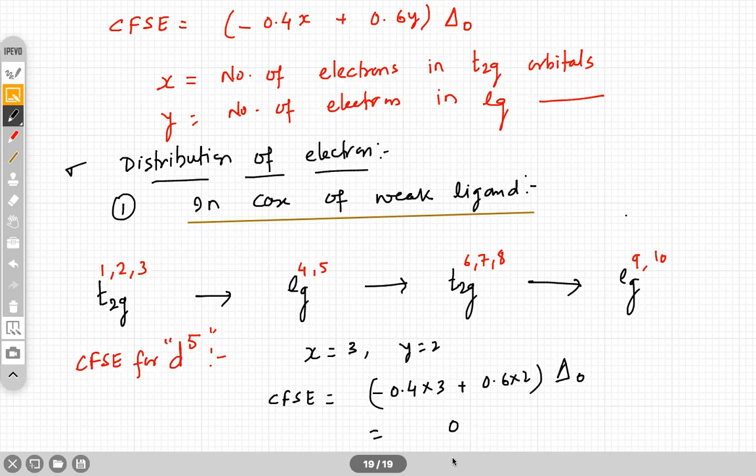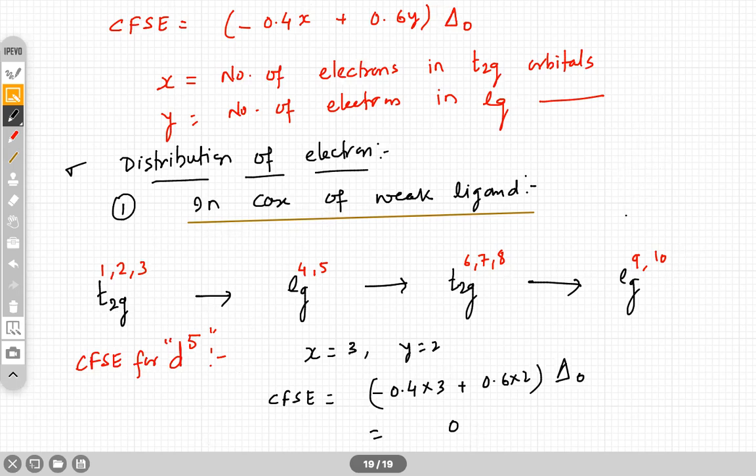Similarly, for any configuration you can find it out depending upon the nature of the ligand. Suppose we have a d8 configuration. Then what is the value of x? The value of x is 6 and y is 2. Substitute x and y here, and you'll get CFSE in terms of delta O. Did you get this, all of you? Yes, sir. Okay, fine.